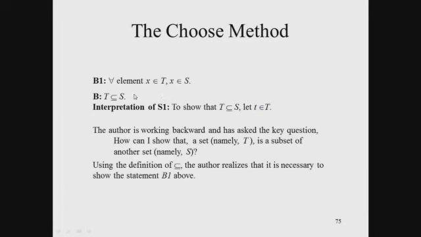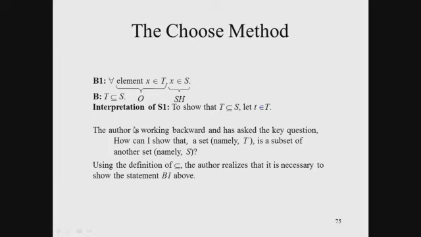You have to show that for every object with a certain property something happens. That should exactly trigger you to think about using the choose method. Before we use the choose method here, let's identify the objects, the certain property, and the something that happens. What are the objects here? Elements x in the set T. What's the certain property? There is none, right? And the something that happens is x is in S.